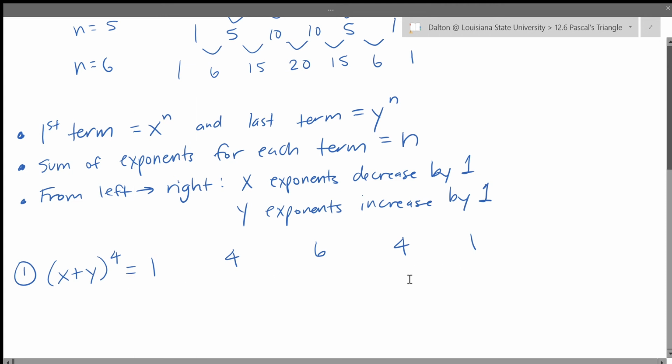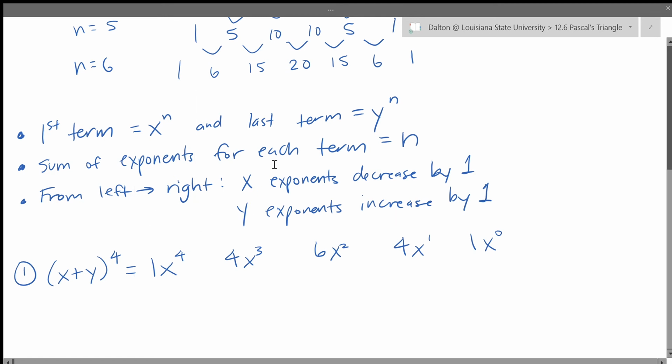If you use these as your exponents, the first term is always x to the n power, which again, if n is equal to 4, that means this is x to the 4th power. Okay? From left to right, the exponents decrease by 1. So if my first term starts off with x to the 4th, my next term is going to decrease to x cubed, then x squared, then x to the 1st, then x to the 0.